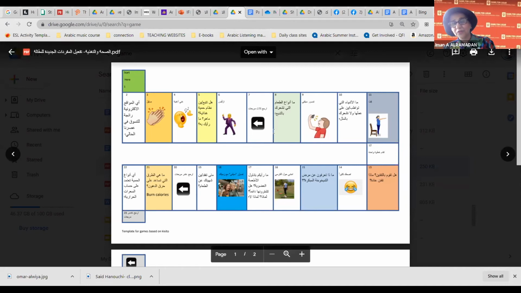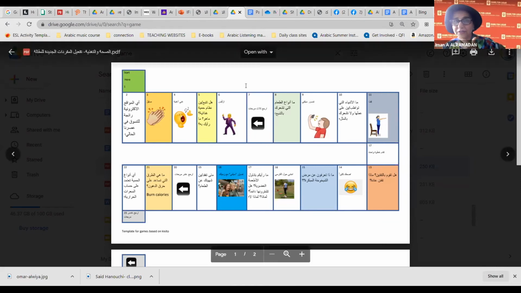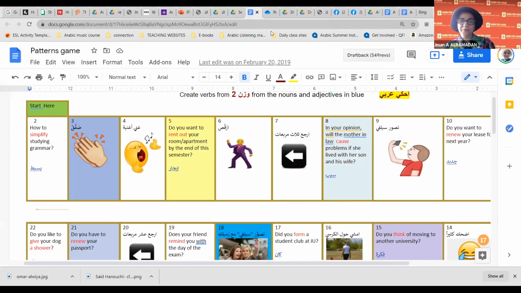Here I use this board game to activate a grammatical concept, to activate certain words, or to talk about a certain topic. So I use this board game for many activities inside the classroom. Here, for example, I use it to activate the morphological form in the Arabic language. That's why my questions were in English, because students have to ask in Arabic and derive the correct form from the root, because Arabic is a root system.